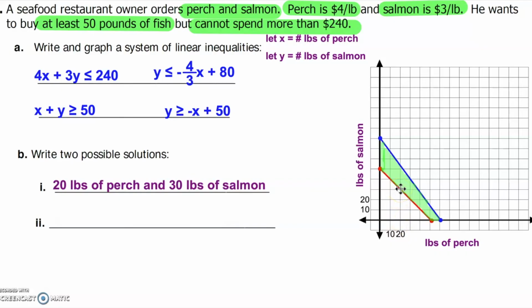Notice that that point is actually on the line here, which is okay because our inequality has an equal to symbol. This is exactly 50 pounds: 20 pounds of perch and 30 pounds of salmon add together to get 50. That's why it's on the line. But it doesn't have to equal 50. We could have 40 pounds of perch and 15 pounds of salmon. It's still within that shaded region, so it's still valid for the situation. I want you guys to choose one more valid possible solution.